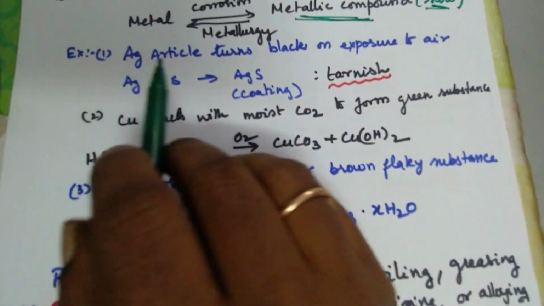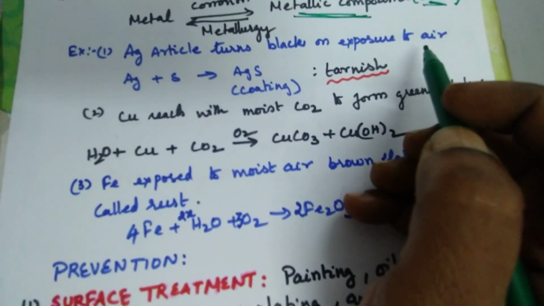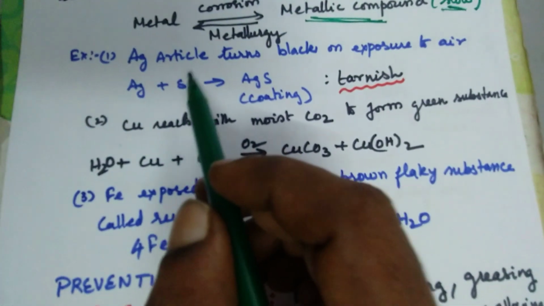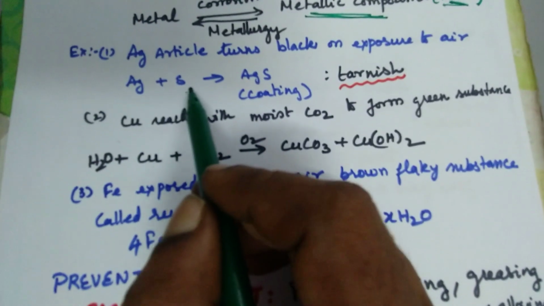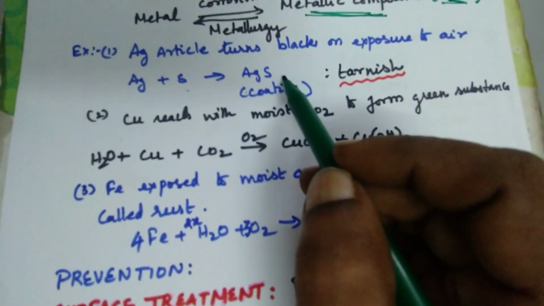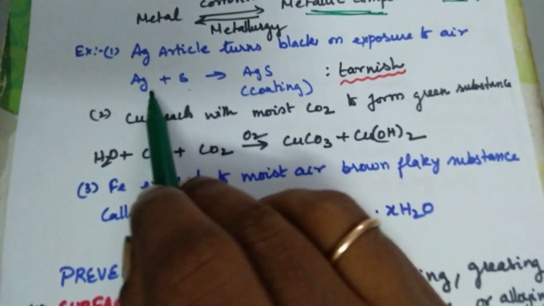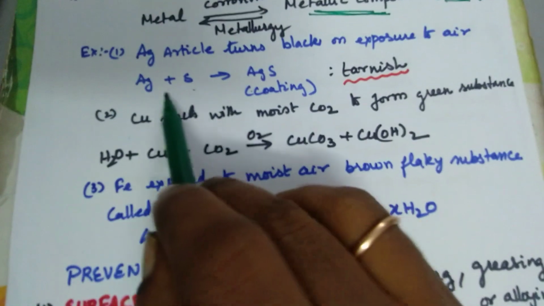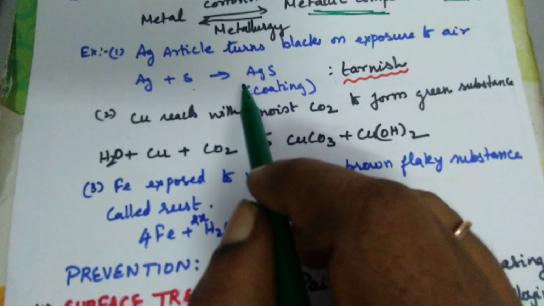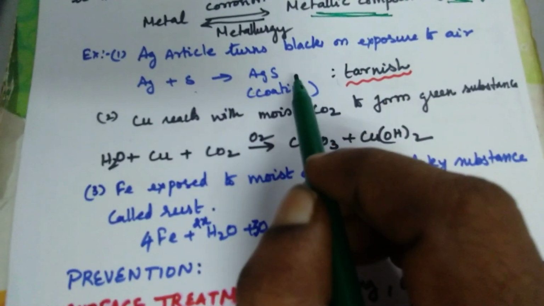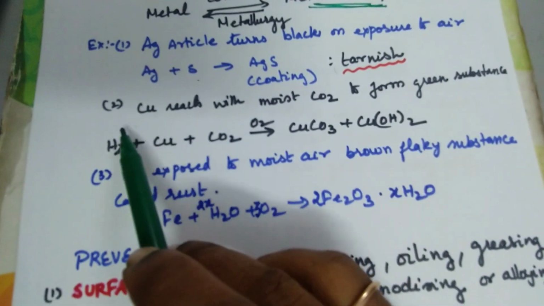Let us see examples. A silver article turns black on exposure to air. You can see at home a silver article turning black, right? What is that reaction? Silver reacts with sulfide in the air and forms silver sulfide. So that is tarnishing. It forms a coating on the surface alone. Silver is a noble metal, so there is no fast reaction, but the surface of the silver tarnishes and turns black. It is silver reacting with sulfur to form silver sulfide, which is only on the surface.